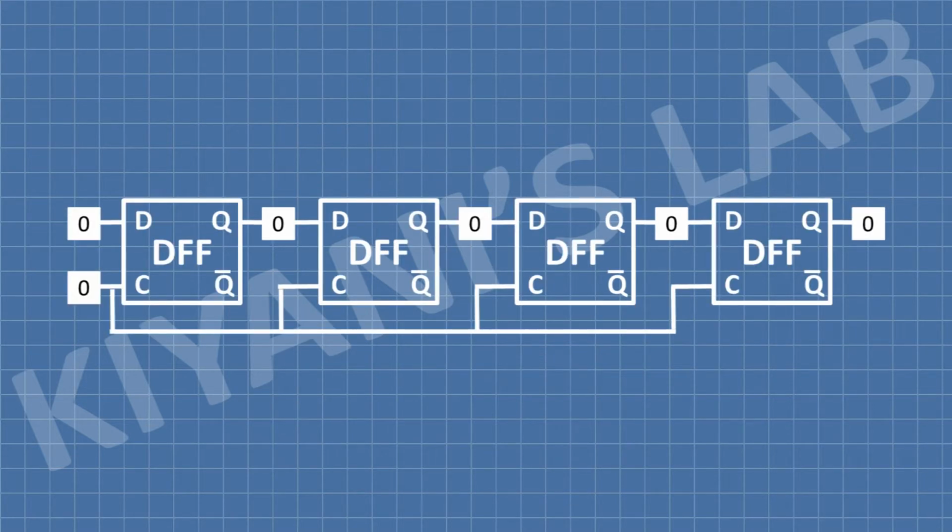Now we have connected 4 flip-flops in cascaded mode. As you can see, the output of one flip-flop is given to the input of the next flip-flop and all the clock signals are connected together. Now if we give 1 at the input and we give a clock signal, the data at the input, which is a 1, is shifted to the output of the first flip-flop. Now if we give another clock signal, the data is shifted to the next flip-flop. Similarly, as we give clock signals, the data keeps shifting.